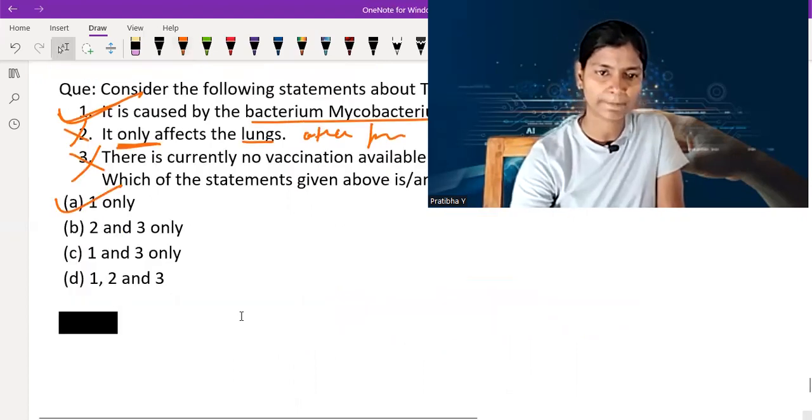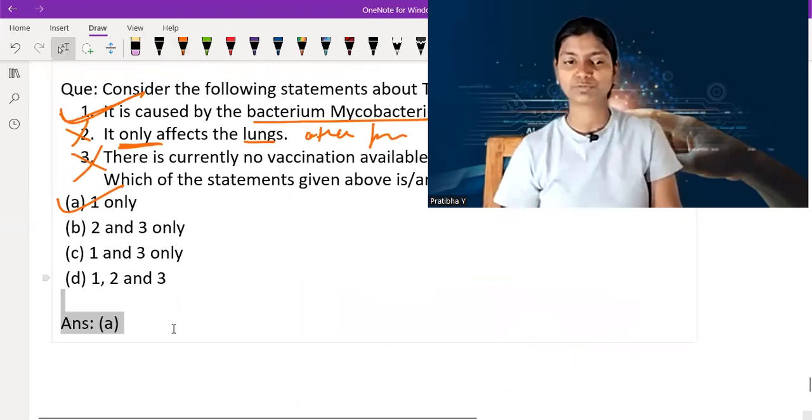Just check whether we're on the right path or not. So option A is correct. That means we are on the right one.